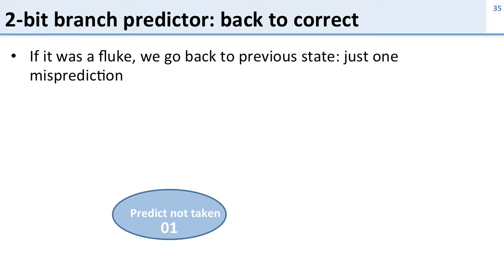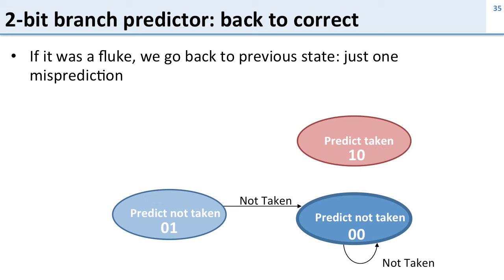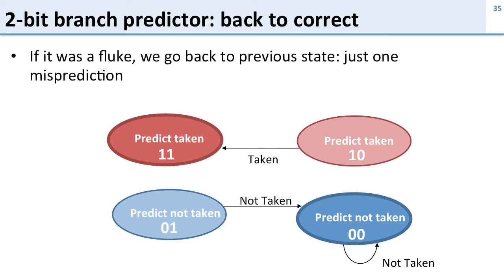And that's what's going to happen. If we're in weak predicted not taken, and we see not taken again, we go back to strong predicted not taken, and it was just one branch that was done wrong, but our prediction was still generally right. And the same thing is true if we're predicting taken in the weak state. We're going to go back to the strong predicted taken state.